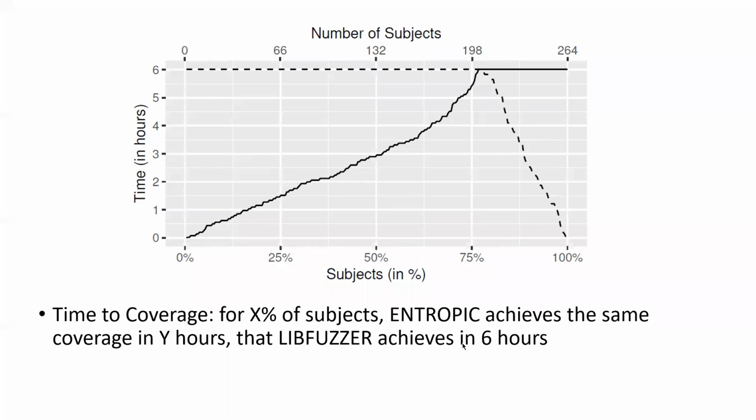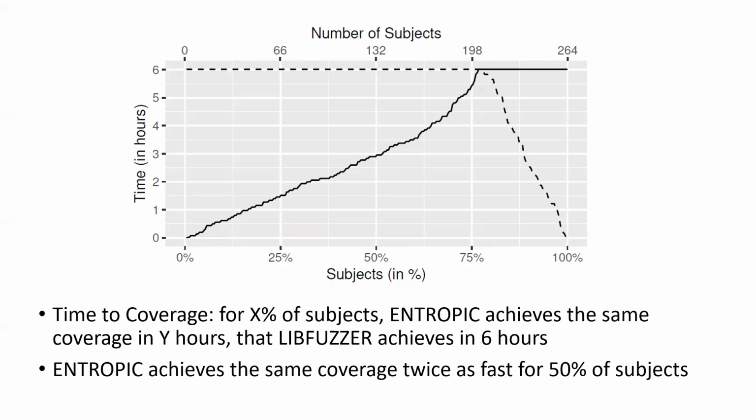So this is another graph to show the time to coverage. Basically, for X% of subjects, Entropic achieves the same coverage in Y number of hours. So for example, for 50% of the subjects, Entropic can achieve the same coverage in 3 hours as compared to the previous fuzzer, which takes 6 hours.